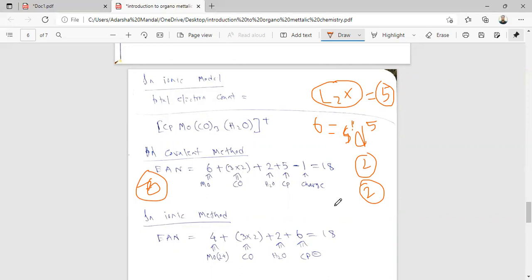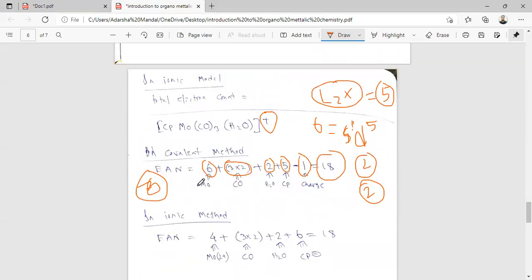So the overall electron count in the covalent method is 6 from molybdenum, as it is a group 6 metal, and 6 from the carbonyls, as there are 3 carbonyls and each donates 2. Water is an L type ligand, so one water molecule will donate 2, and Cp is an L2X type ligand, so it will donate 5 electrons. Here the overall charge of the complex is +1, so we will subtract this one charge, so here the total electron count is 18.